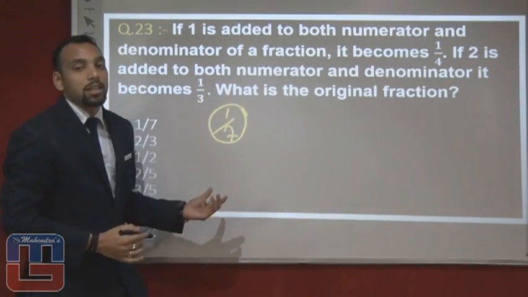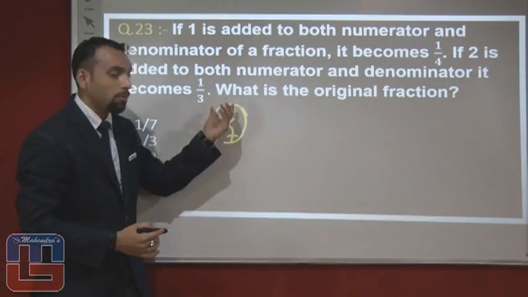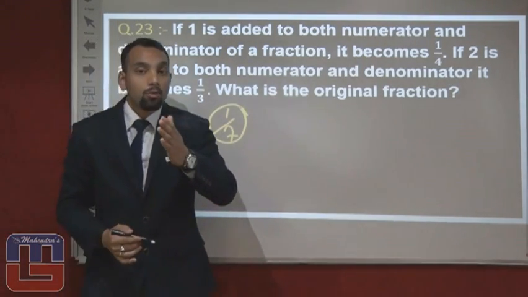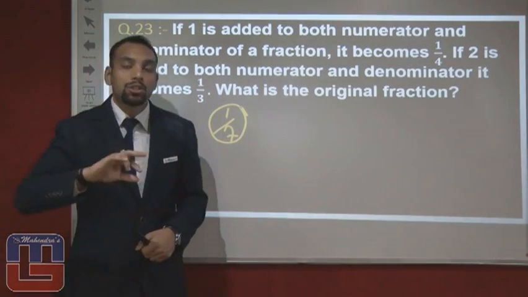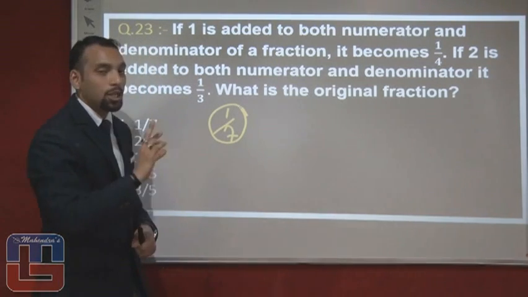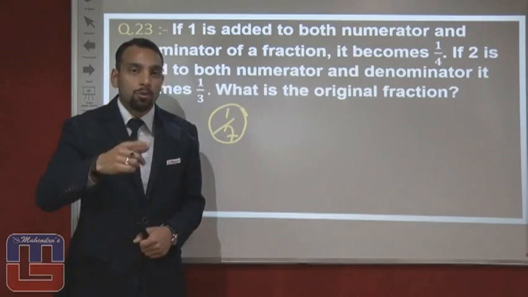Why? Because it is satisfying the condition. You can say 1 by 7 is satisfying both the conditions, right? So what have we discussed? We have discussed that if you pick the option and try it, you will get the answer quickly. If you go by the regular method, it will take time, right? Now move to our next question.